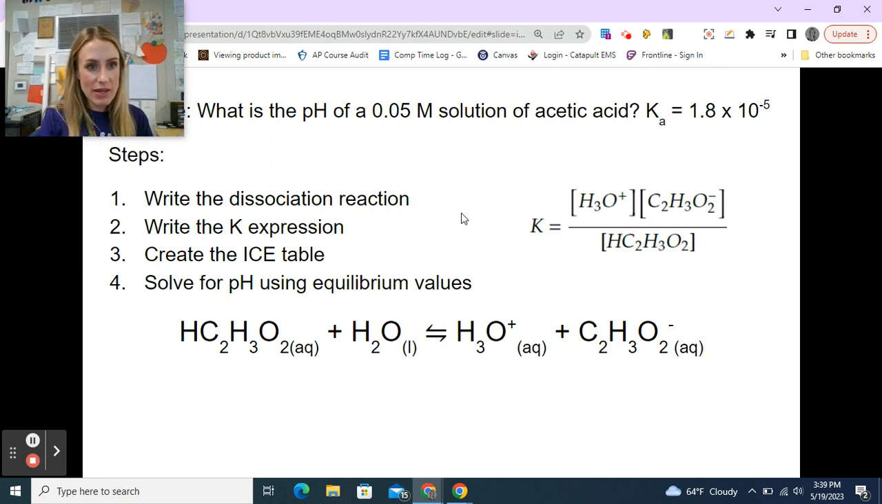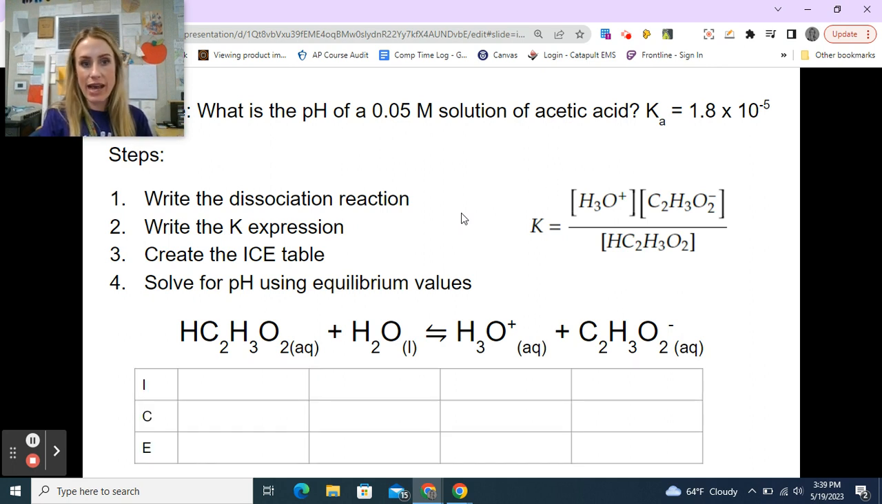Now, the next step here is I want to create my ice table. So I have my initial, change, equilibrium, my ice table. And like I said, I am not going to be including my liquid water in my ice table. So I just like to put a big X through it in order to just remind myself that I just do not even include that. So now with our given information, let's fill in our ice table. Now I know that my acetic acid initial molarity is 0.05 molar. So I'm going to put that in the initial row right here for my acetic acid.